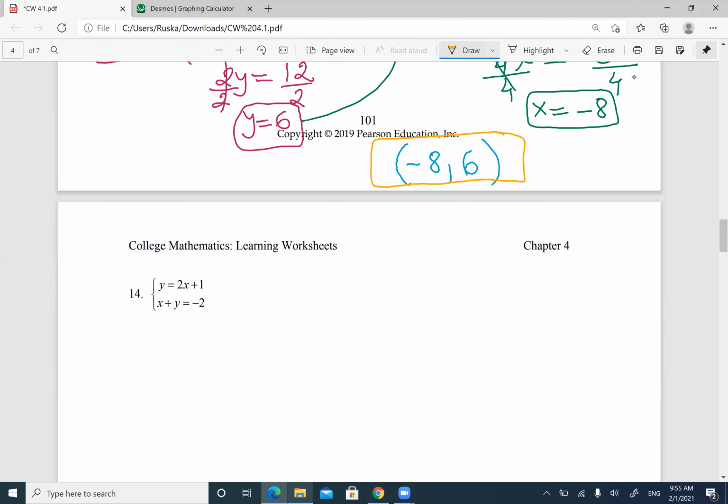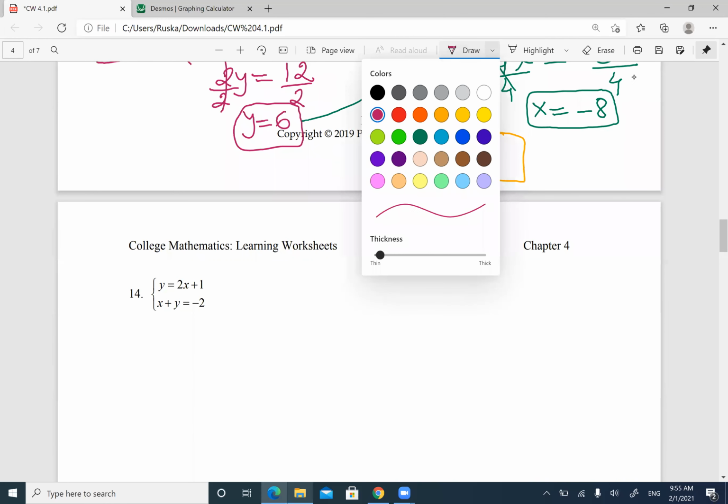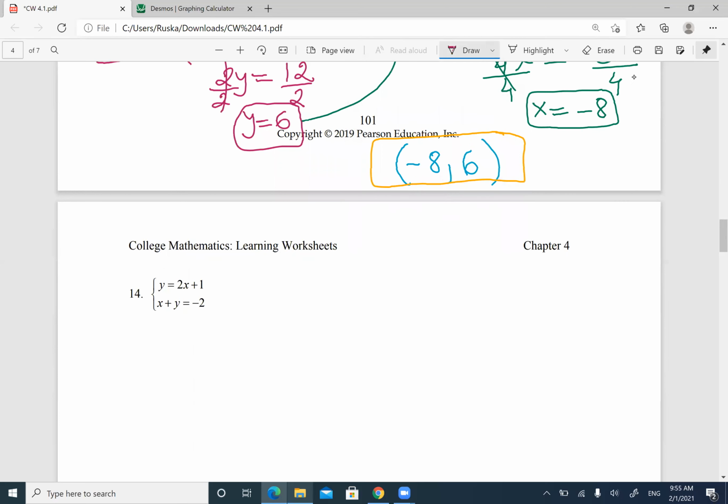So 14, I'm going to show the second method, which is the substitutional method. And you're using substitutional when you have y by itself or x by itself in the equation. This is easier that way. So when you have x equals or y equals by itself, like this one, it's easier to do the substitutional method. I'm going to show you the method right now, where you're going to substitute. And this is how you do it.